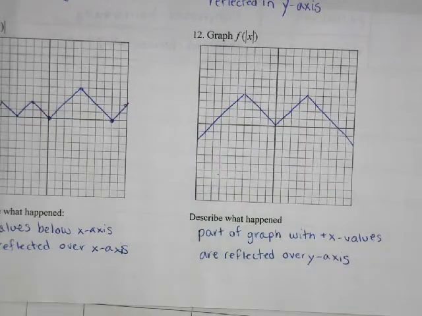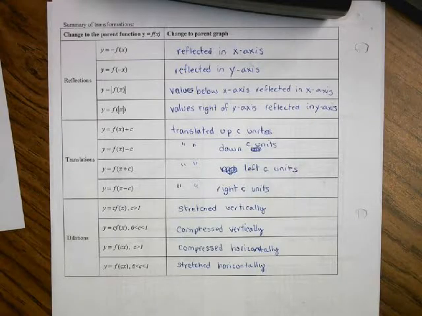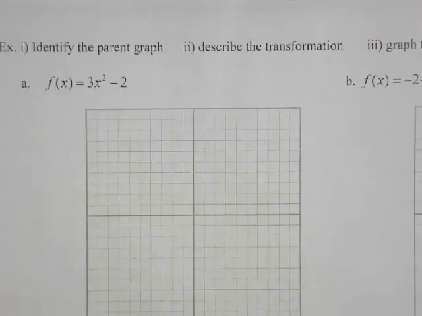So here's all the transformations just summarized in one place. This will also be on the online notes as well. So you can pause this and jot this down if you want them all in the same place. Okay. In these last problems, we're going to identify the parent graph, describe the transformation, and then graph the function. And I'm going to graph both the original and the new one.